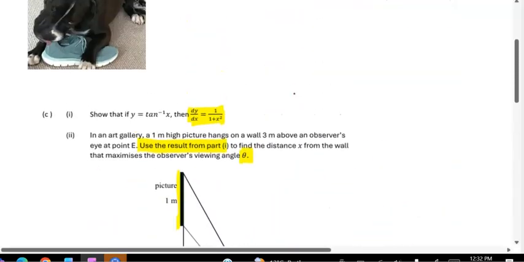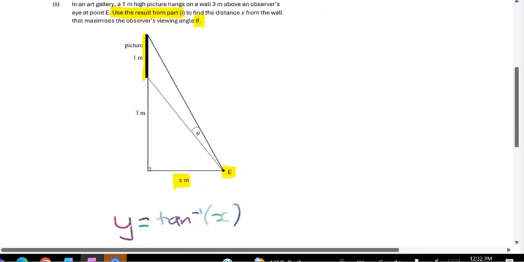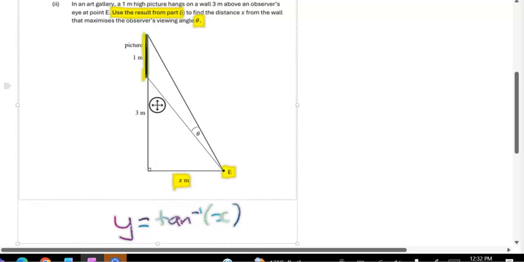Right, let's set something up for the second optimization part. We're interested in maximizing theta, and we can see that theta is the difference between this big angle here and this little angle here. So I'm going to call the big angle alpha and the little angle beta.